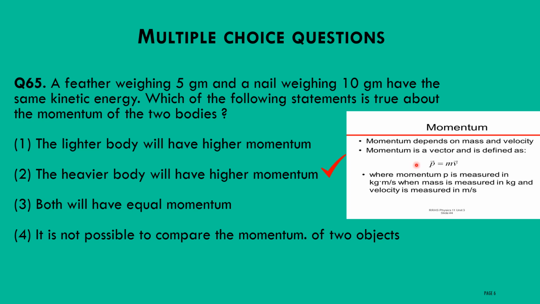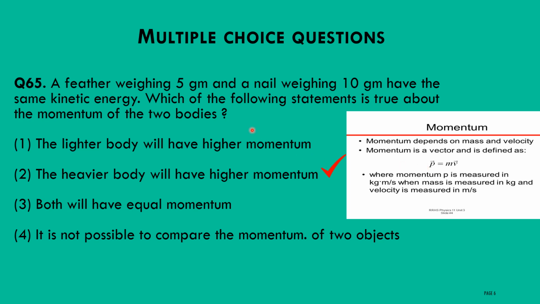How can we express momentum mathematically? P is equal to m into v. Otherwise, P is directly proportional to mass into velocity. When the mass of the body increases, momentum also increases. In the same way, when mass decreases, momentum of the body also decreases. If the velocity of the body increases, momentum also increases. If the velocity decreases, momentum also decreases. Directly proportional means if one increases, the other also increases.